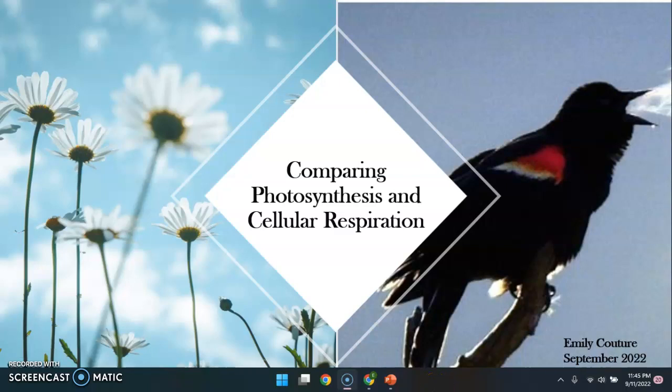Hello everyone, today we'll be discussing the similarities and differences between photosynthesis and cellular respiration.